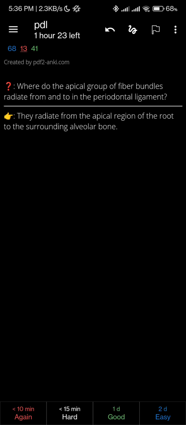So where do the apical group of fibers radiate to and from? They radiate from the apex of the root, the apical part of the root, to the surrounding alveolar bone.